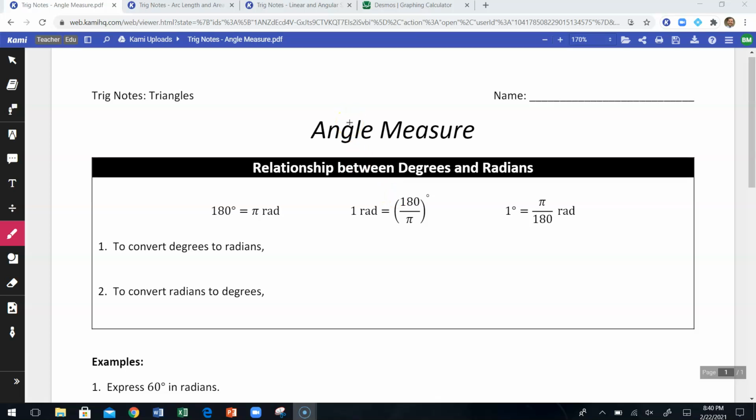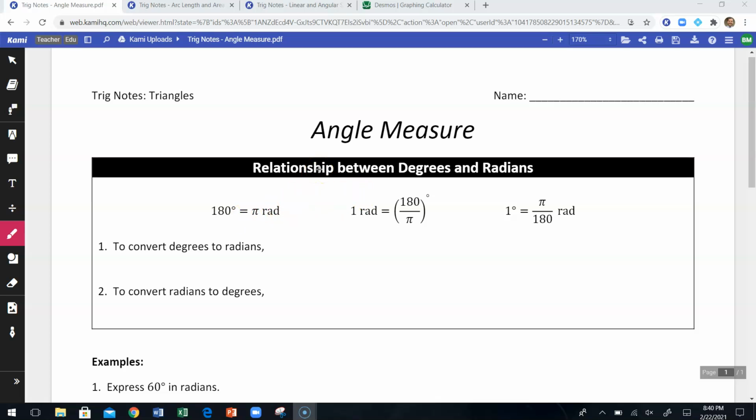In this video, I'm going to talk about angle measure. We have two different ways to measure angles. We have degrees and radians. And what I want to talk about in this video is how to work between the two and to convert an angle from one unit of measurement to the other.